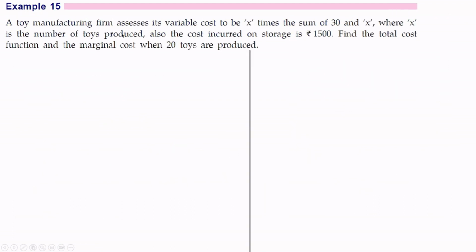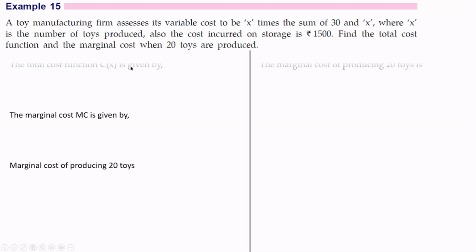A toy manufacturing firm assesses its variable cost to be x times the sum of 30 and x, where x is the number of toys produced. Also, the cost incurred on storage is rupees 1500. Find the total cost function and the marginal cost when 20 toys are produced. So here the variable cost is given as x into (30 plus x) and the storage cost is 1500. This is the fixed cost. We have to find the total cost function and the marginal cost when 20 toys are produced.